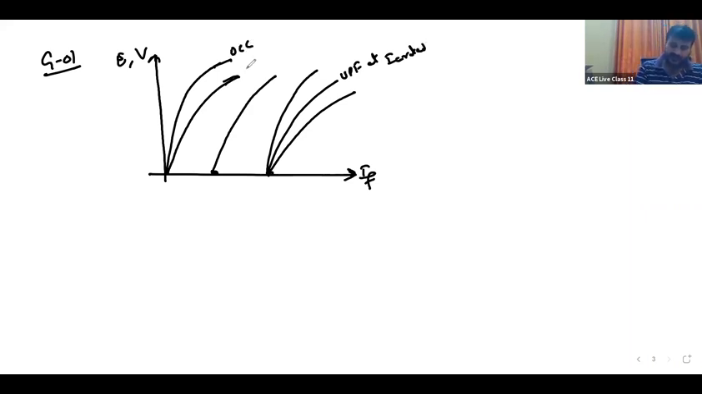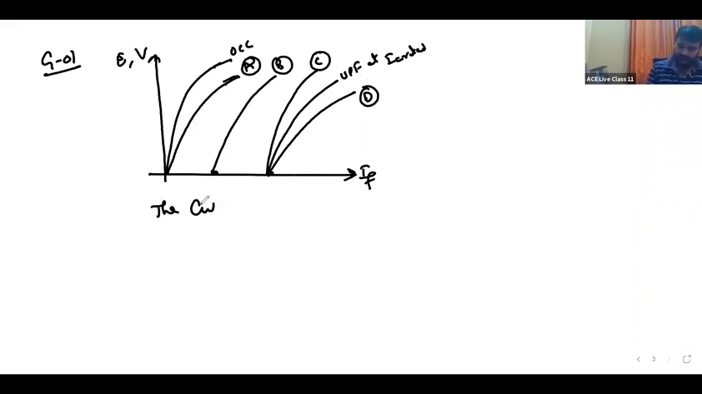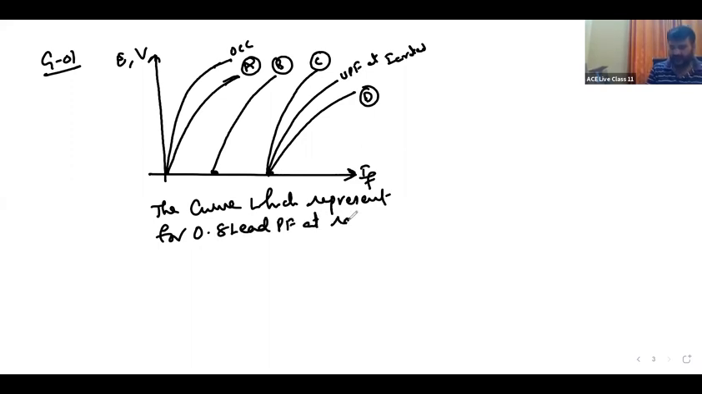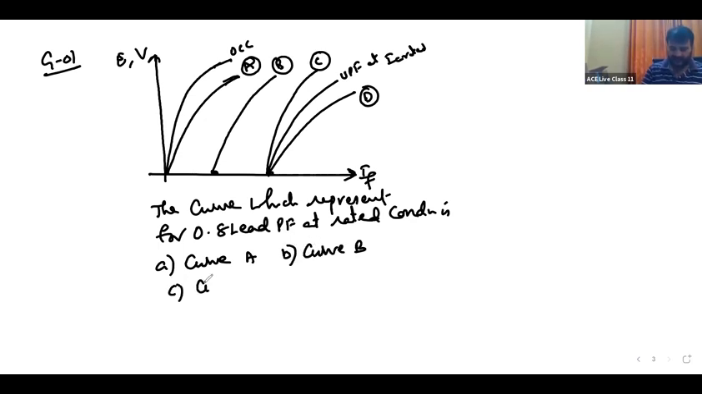This curve is OCC. This is A, this is B, this is C, and this is D. So the curve which represents 0.8 leading power factor at rated condition: option A is curve A, option B is curve B, option C is curve C, option D is curve D. Tell me, what is your answer?